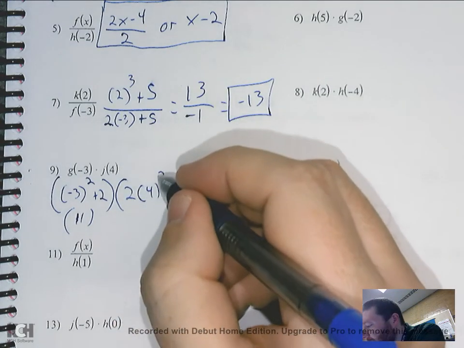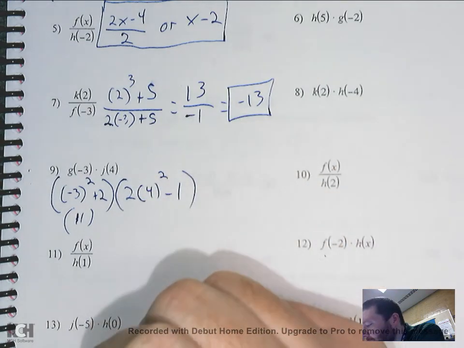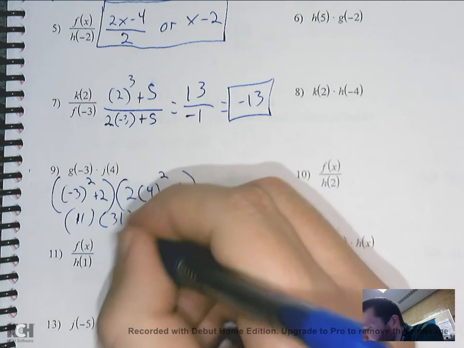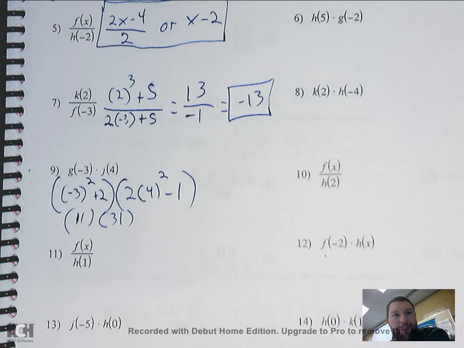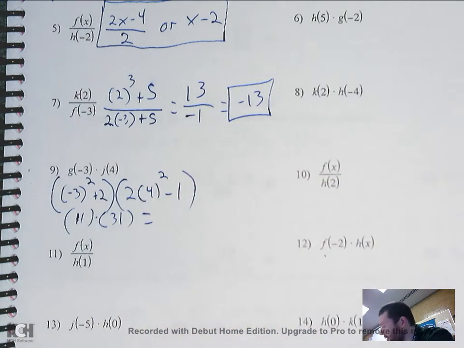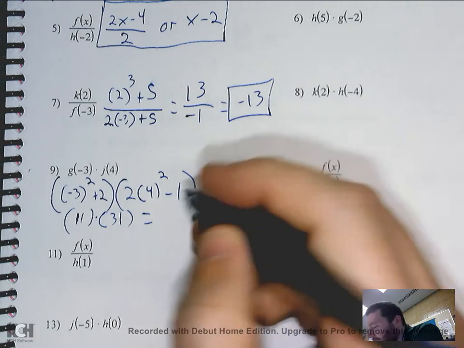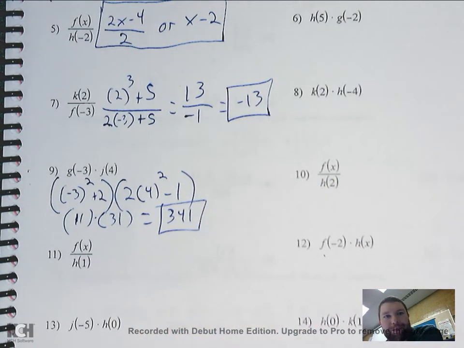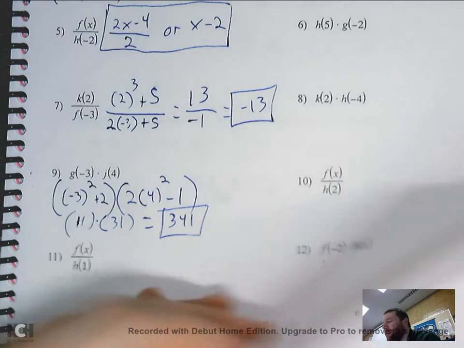And then 4 squared is 16, times 2 would be 32, minus 1 would be 31. Okay. Then we multiply those, and 31 times 11 is 341. And that'd be your answer. Okay, not too bad. Let's do one more just to make sure.